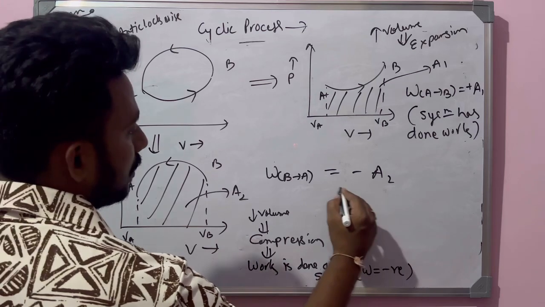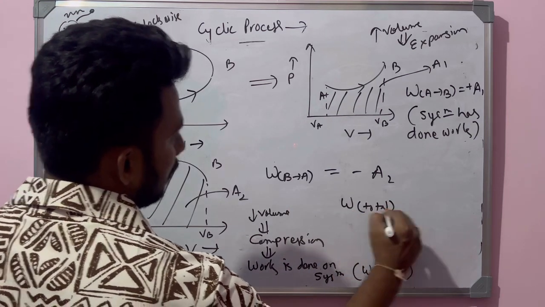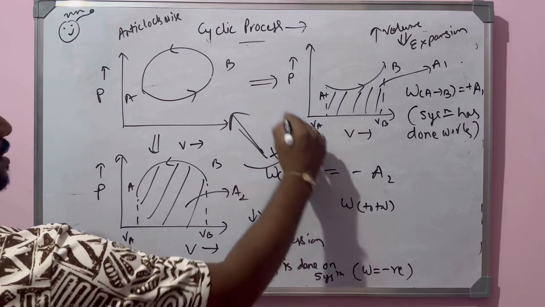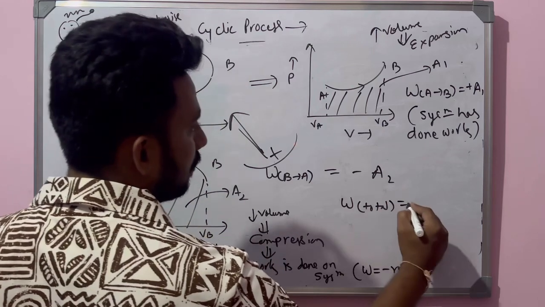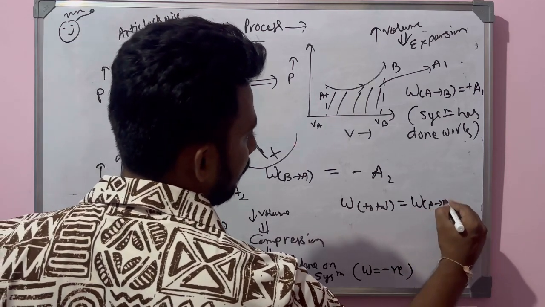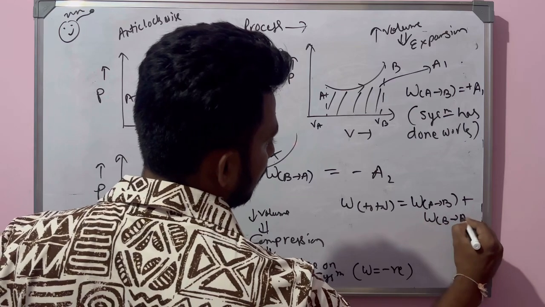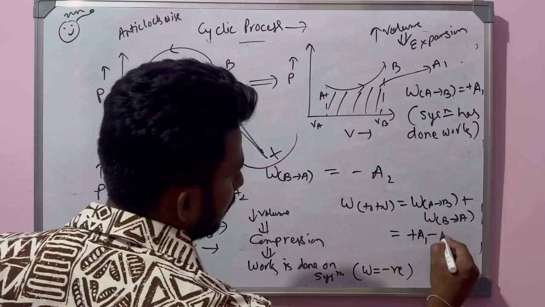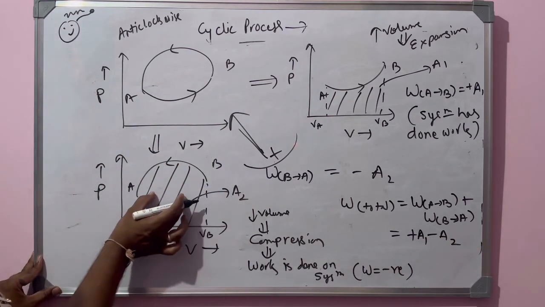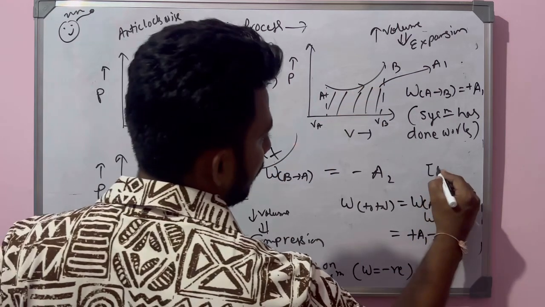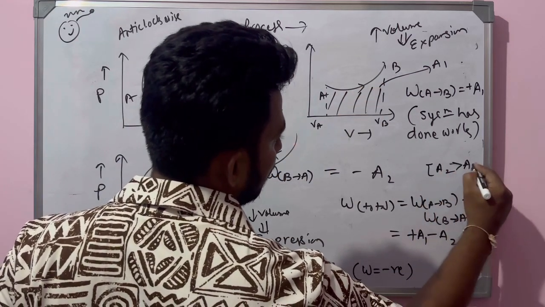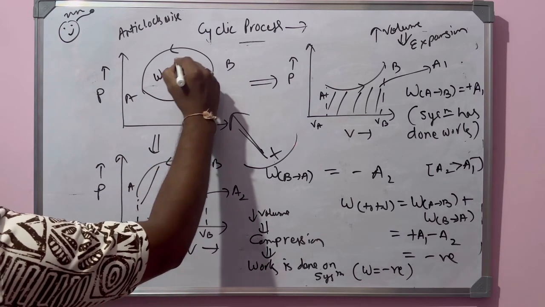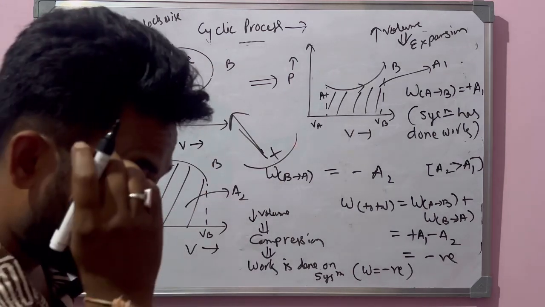ठीक है? Now if I ask you what is work done total, if you combine these two, you will get back this graph, है ना? ये दोनों को add कर दो, you will get back this graph. So work done total, you will say work done from A to B plus work done from B to A, है ना? Plus A1 minus A2. Now area wise if you see, A2 is greater than A1, right? So A2 greater than A1 है. Okay. So all in all this will be negative value. So total work done will be some negative value. ठीक है? The logic is clear. It's very simple to understand this.